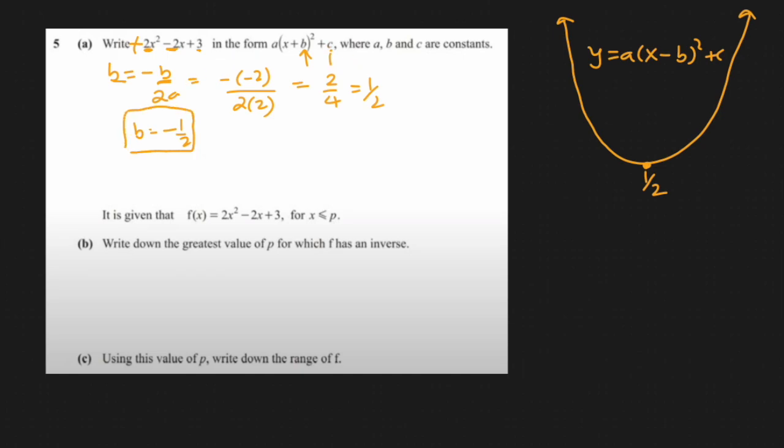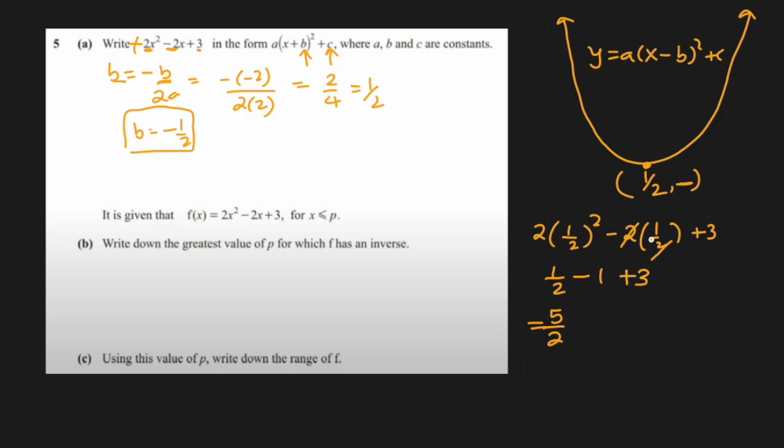Now c is the y coordinate of the vertex. How can I find the y coordinate if I know the x coordinate? Just substitute in the main equation. So 2 times half square minus 2 times half plus 3. This is how I can find y. So 2 times 1/4 is half, and this can cancel, minus 1 plus 3. That becomes 2 plus half, 2 and a half, 5 over 2. 5 over 2 is the y coordinate, and that becomes the value of c.